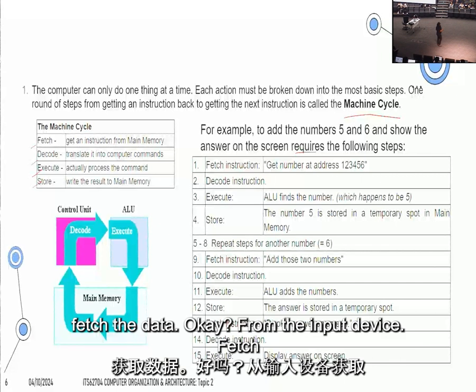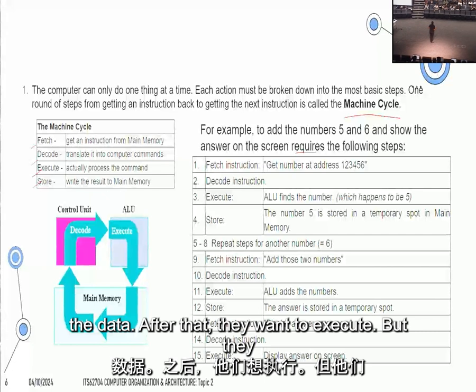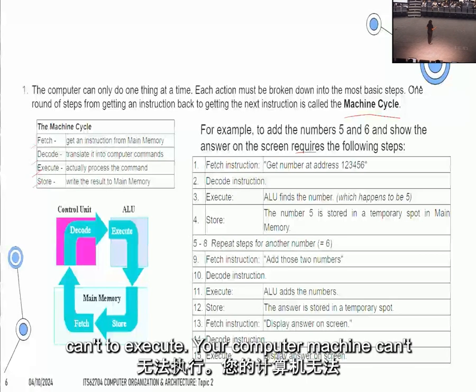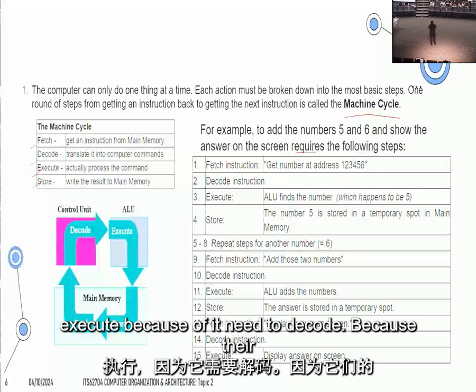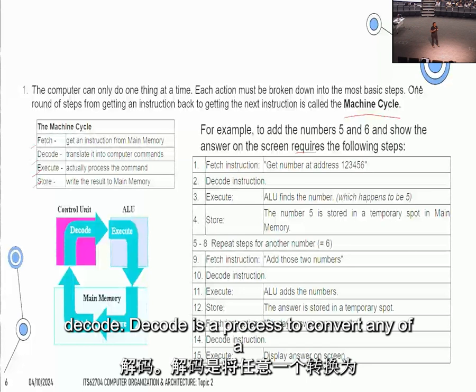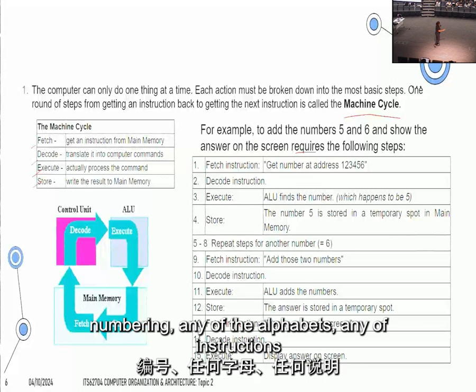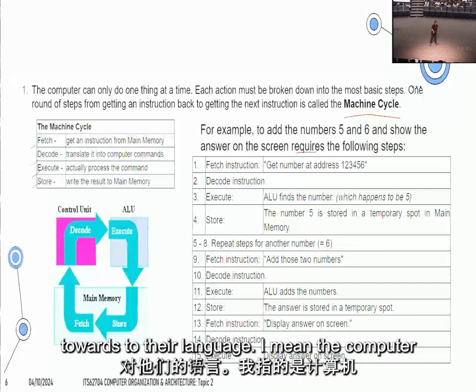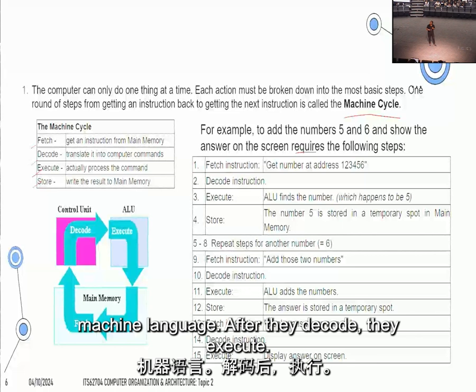So in the first place, they fetch the data from the input device. After that, they want to execute, but they can't execute yet. Your computer can't execute because it needs to decode, because its language is binary, correct? So they're going to decode. Decode is a process to convert any numbers, alphabets, or instructions into their language, I mean the computer machine language. After they decode, they execute.